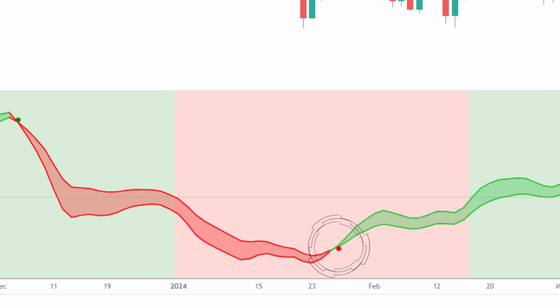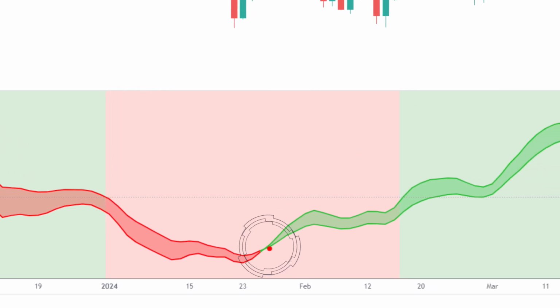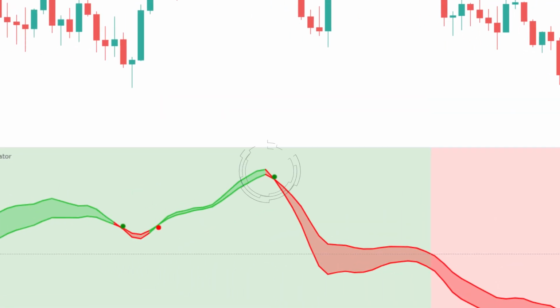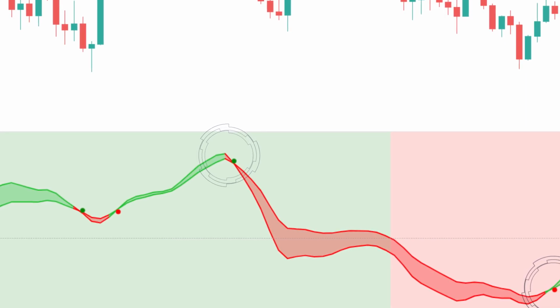Basically, a buy signal is given when the indicator changes from red to green. A dot appears just at the moment of the oscillator's crossing. A sell signal is given when the oscillators change from green to red, and the dot appears as a signal.